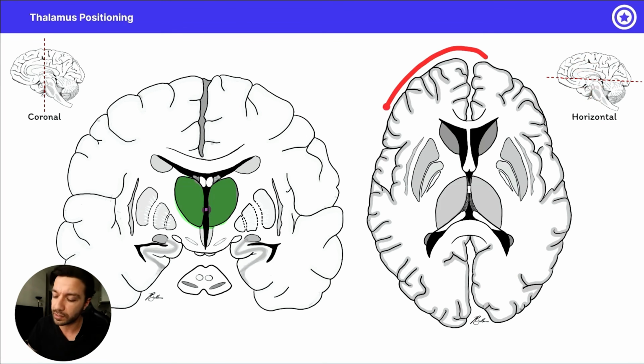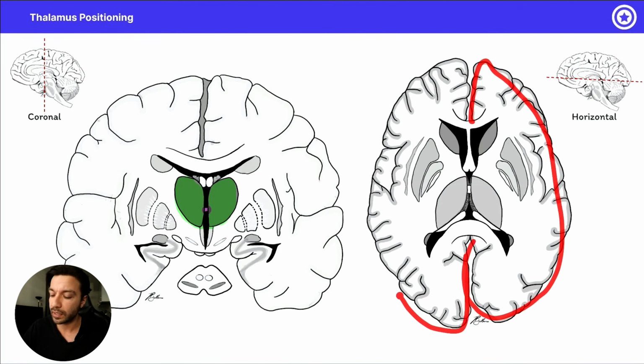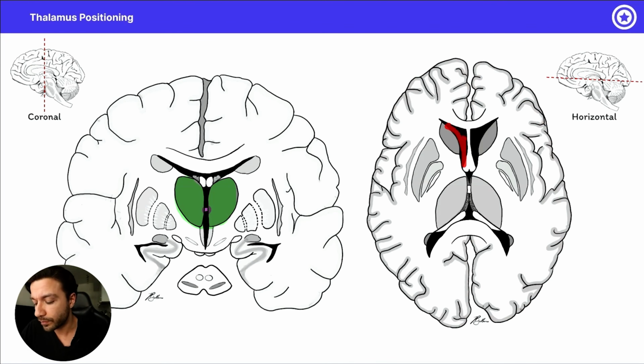So think of this as a superior view looking downwards. And then we would have the right hemisphere and the left hemisphere. And these dark structures in the middle, these are actually our ventricles. So we would have our lateral ventricles right here. And then directed along that midline, this would be our third ventricle. So that's a good indication of where our thalamus is going to be. So our thalamus is located just right here. And then again, situated between the two, we have that interthalamic adhesion.